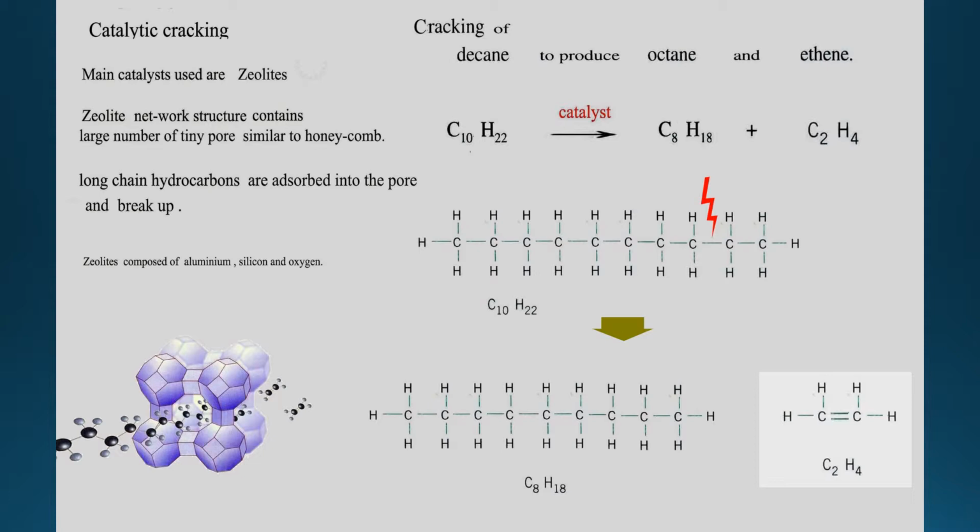The rule of this cracking is restricted by the size of this pore of the zeolite. And on each cracking, it always will crack into the ethene double bond and the remaining single bond product. Repeat: each cracking always cracks into a double bond ethene and the remaining product.